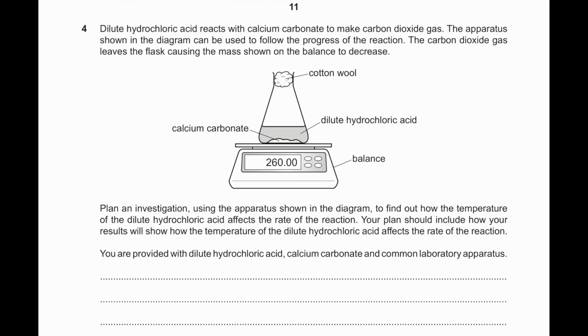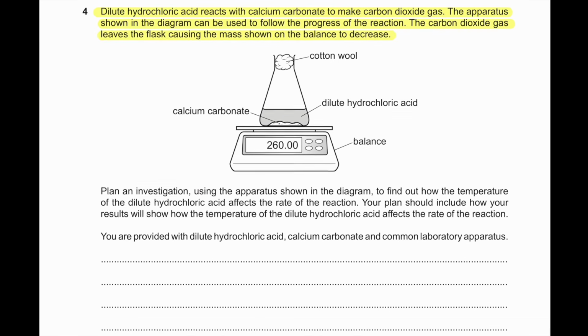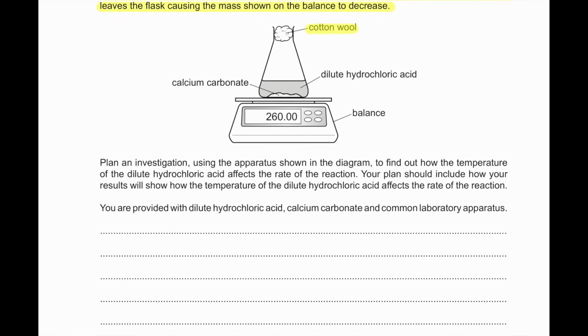Last question. Dilute hydrochloric acid reacts with calcium carbonate to make carbon dioxide gas. The apparatus shown in the diagram can be used to follow the progress of the reaction. The carbon dioxide gas leaves the flask, causing the mass shown on the balance to decrease. And we can see there is cotton wool that is stuffed at the top. There is calcium carbonate. There is dilute hydrochloric acid.